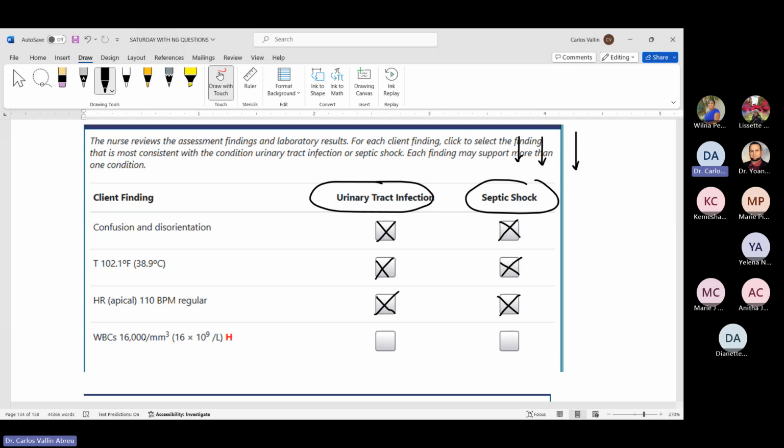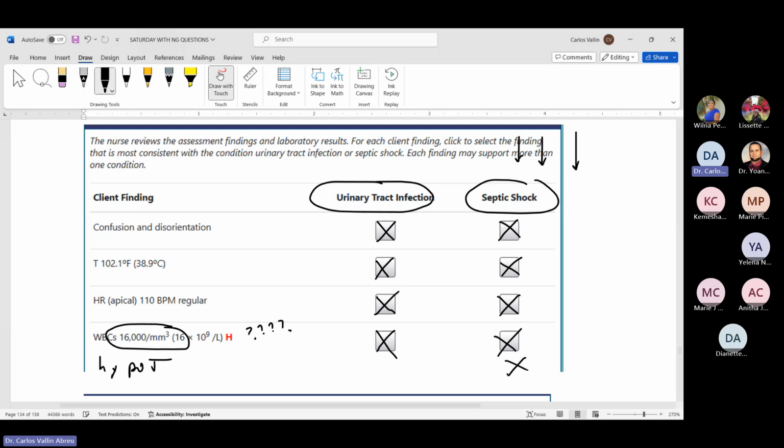White blood cells increase can be seen in urinary tract infections and in septic shock. Nevertheless, the severity of the leukocytosis suggests a severe form of systemic inflammatory response syndrome, or sepsis, no? But it's not defined. In either one you can see elevation of the white blood cells above 12,000. So what is missing here? Hypotension, if there is or not hypotension. If there is hypotension, you don't see that in urinary tract infection.